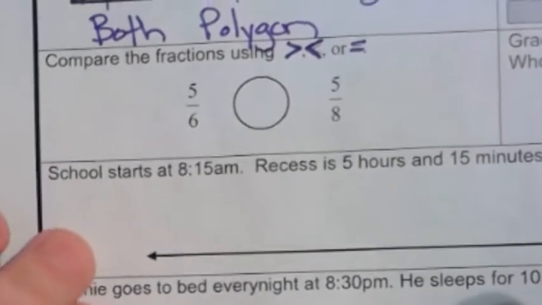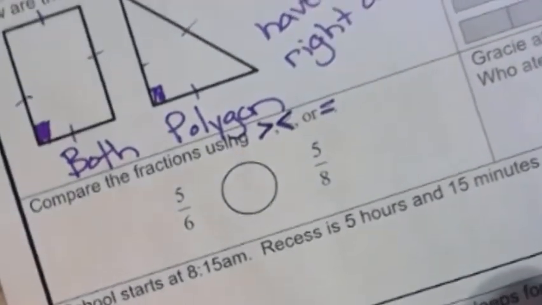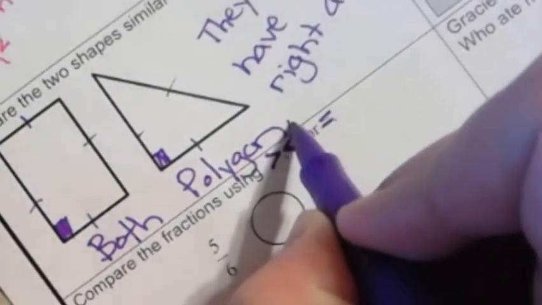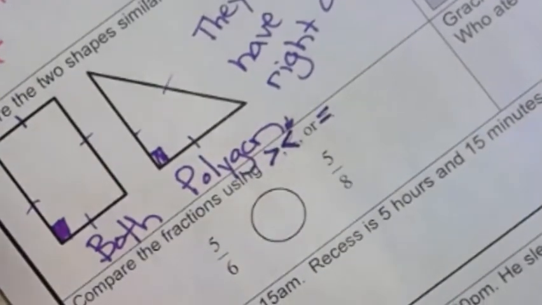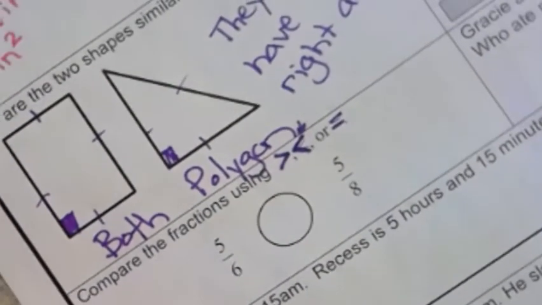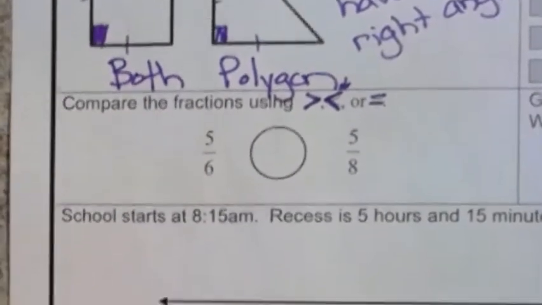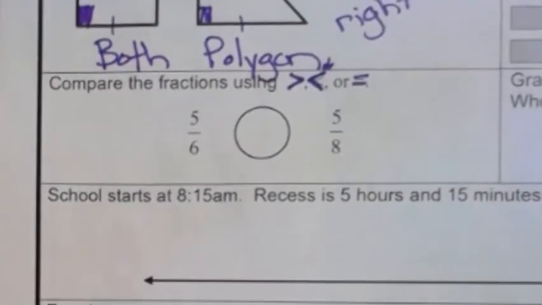If I turn my paper, I want you to look at which sign creates the letter L. This one right here becomes an L when I turn my paper. So that is the sign for less than. And of course the other one would be greater than. So we've got 5/6 and 5/8.